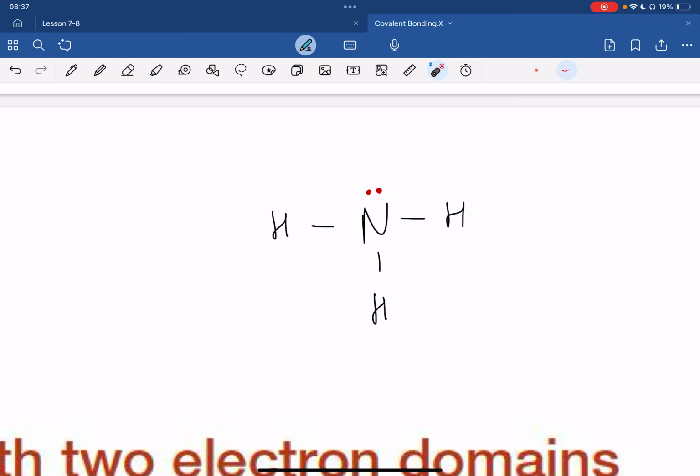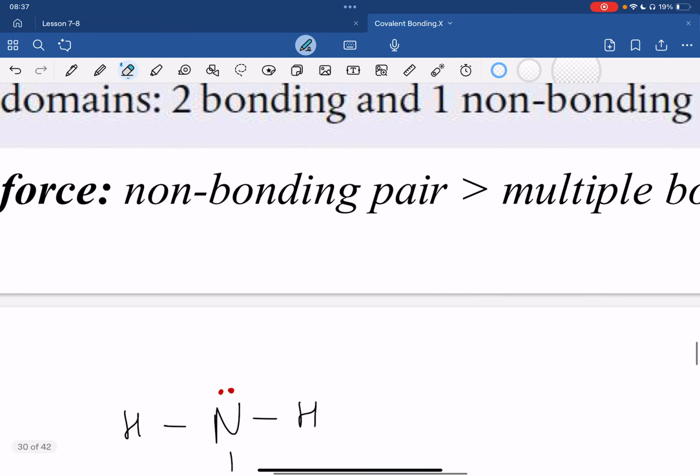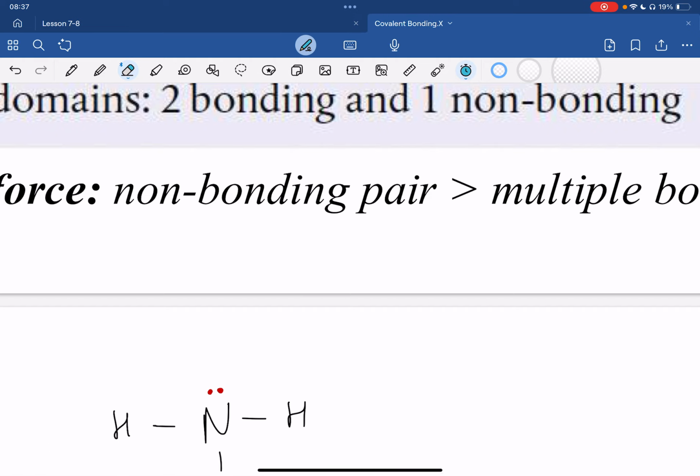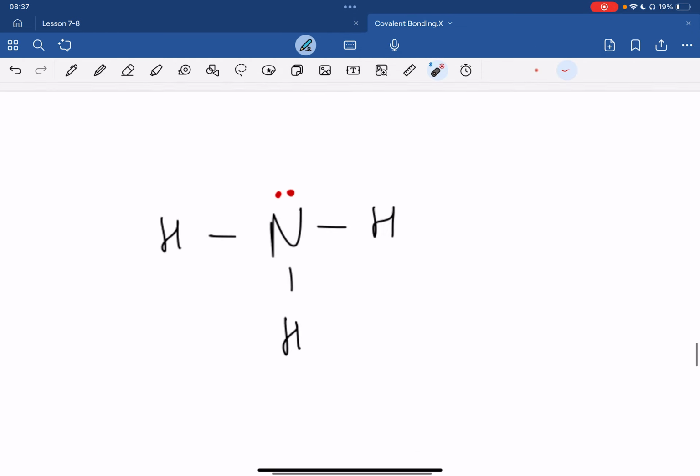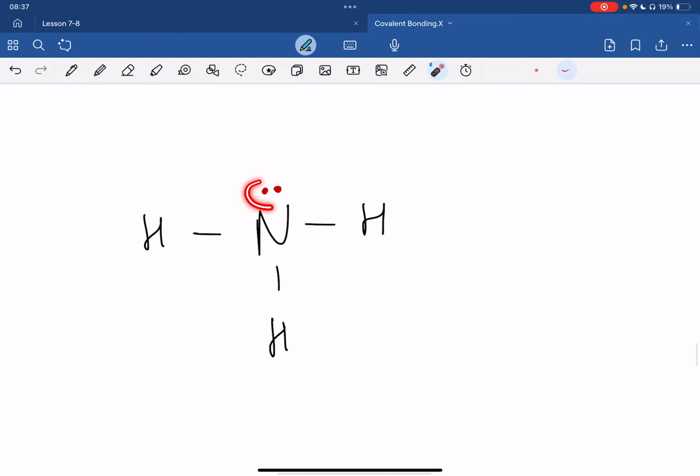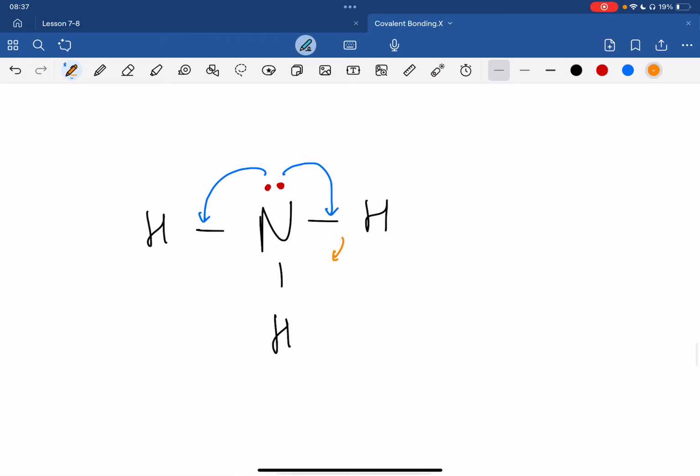So in terms of the repulsive forces, non-bonding is much stronger than the others. Yes, so we have a non-bonding pair here. What it will do is repel this hydrogen. Also it will repel this hydrogen. So then these hydrogens will be forced downward. So let's see the final version. It's going to be hydrogen, hydrogen, hydrogen.